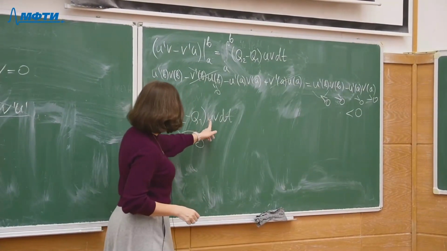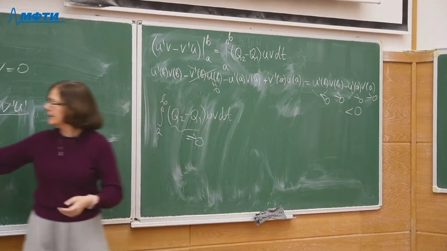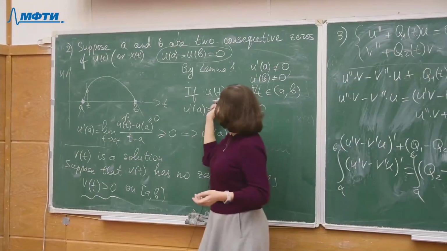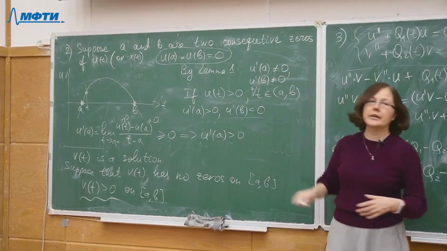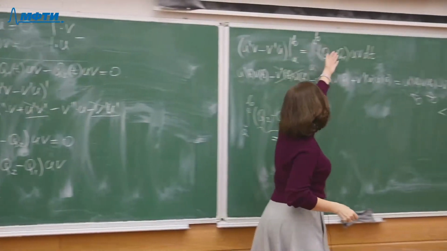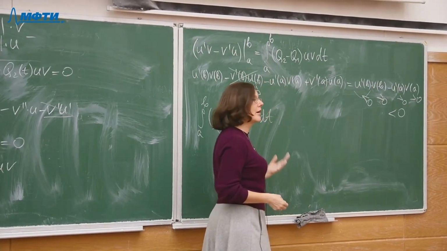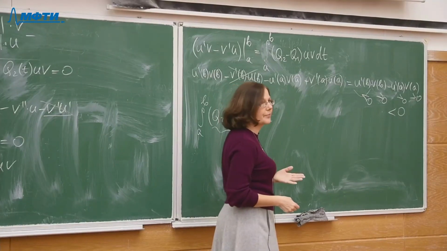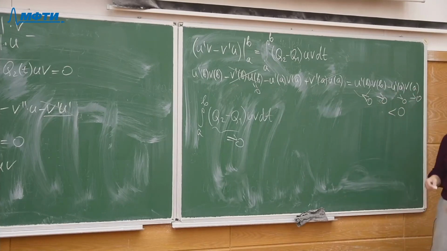So what about u times v? They are both positive by assumption. v is positive and u is positive. u of t is positive if t is between a and b. So they are both positive. So this is positive and this is negative. And so this is a contradiction. We come to the contradiction, and this proves our theorem. Yes. This is the Sturm comparison theorem.